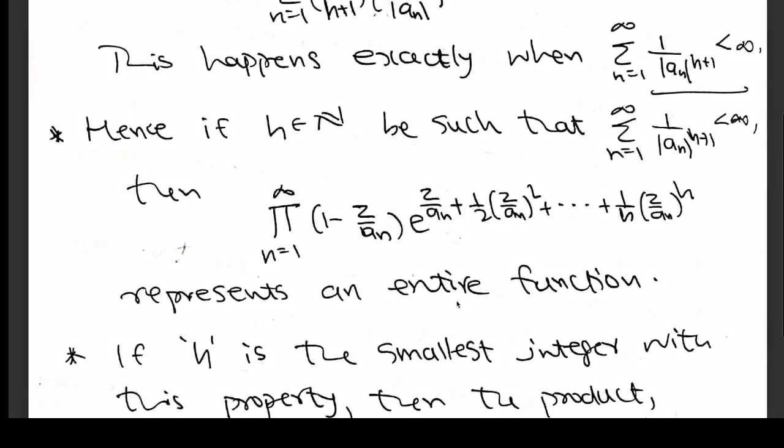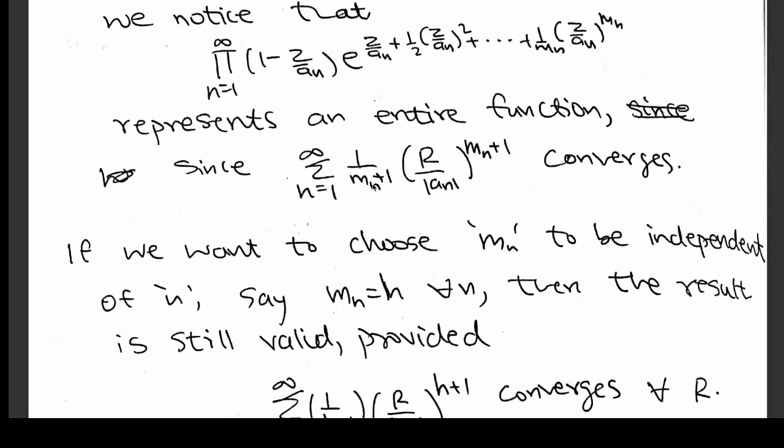Now the next consequence is this. Look at the proof again. You can see that we are bothered about the convergence of this product. This product converges exactly when this series converges. Now here m_n depends on n. Suppose we are able to choose m_n independent of n. Suppose there exists an h such that if you replace m_n by h, the convergence happens for all n, independent of n.